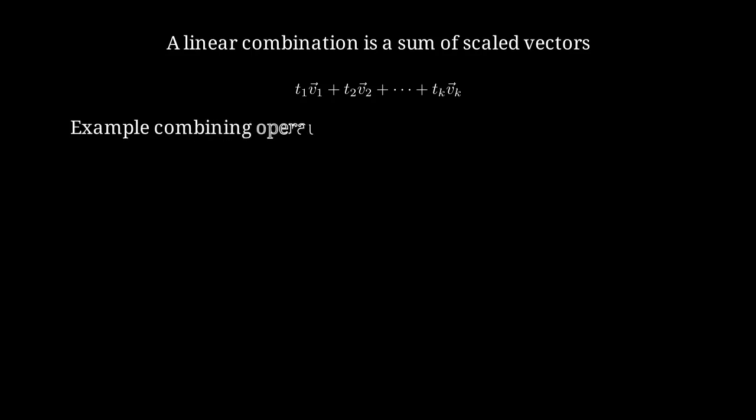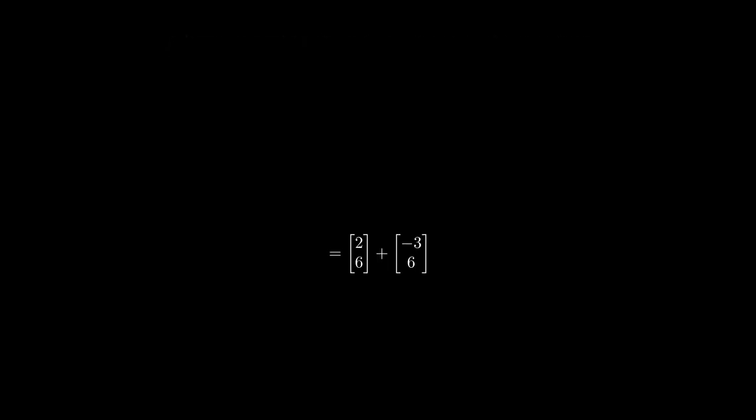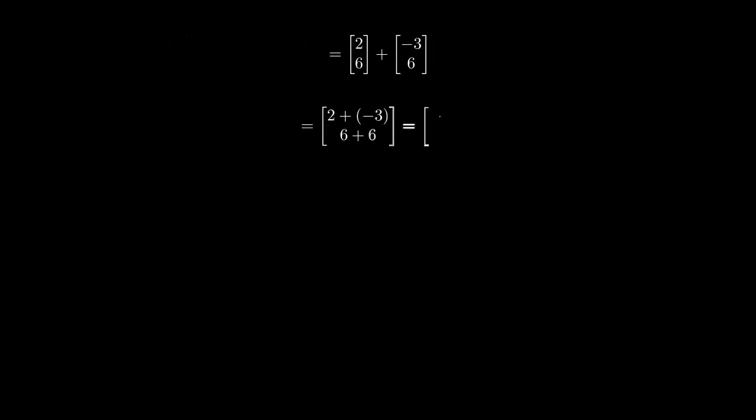Let's work through an example that uses both scalar multiplication and addition. Consider 2 times the vector 1, 3, plus 3 times the vector -1, 2. First, we perform scalar multiplication on each vector separately, giving us 2, 6, and -3, 6. Then we add the resulting vectors component-wise to get -1, 12.